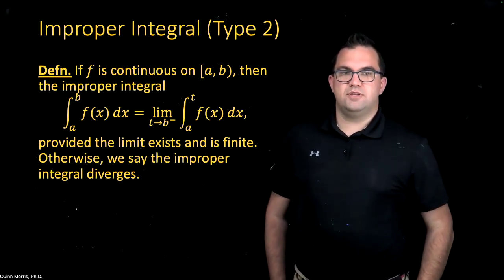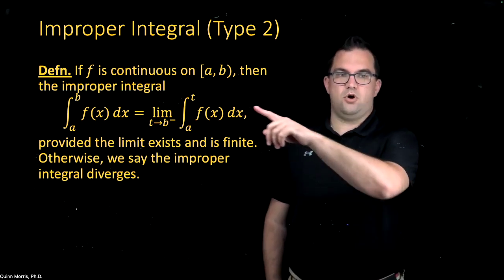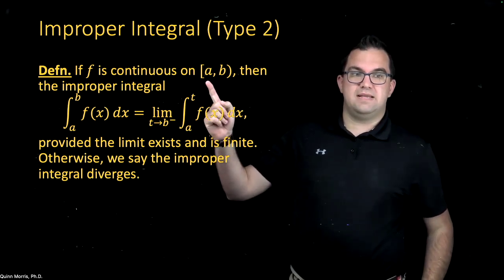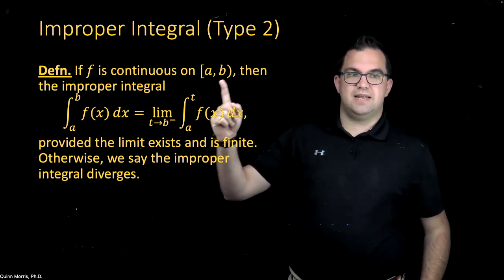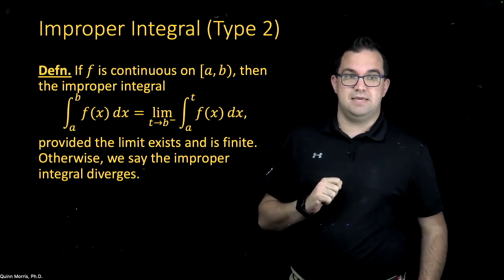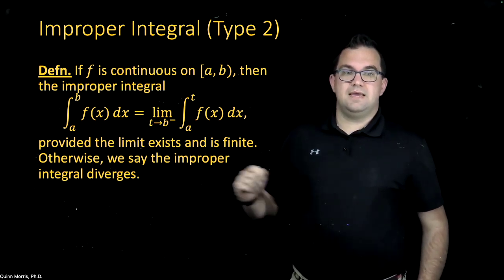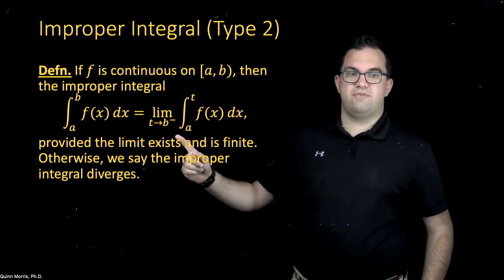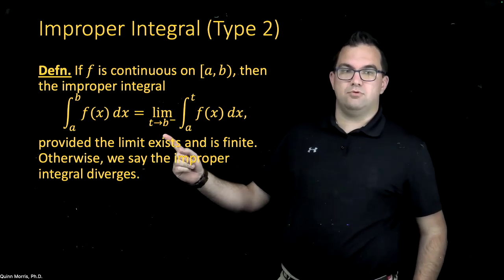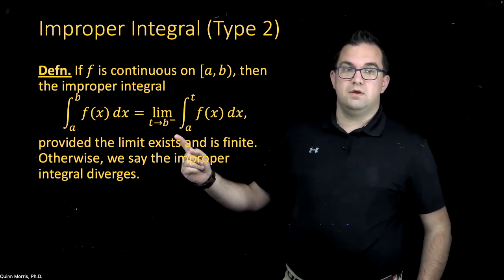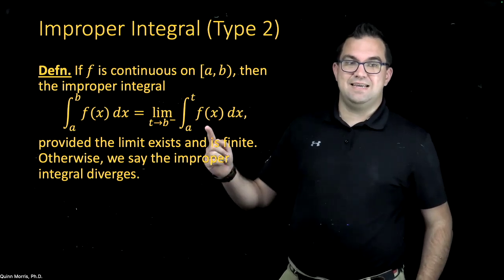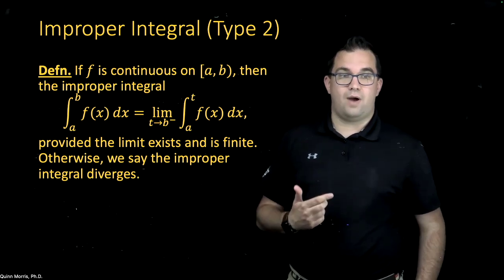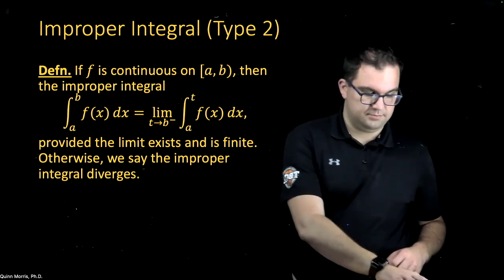So imagine now that you have a function f which is continuous on some interval a to b, but it's not necessarily continuous at b, okay? Then the improper integral from a to b of f of x dx, we're going to define as the limit as t approaches b from below of the integral from a to t of f of x dx, provided that limit exists and is finite. And otherwise, we'll say the improper integral diverges.